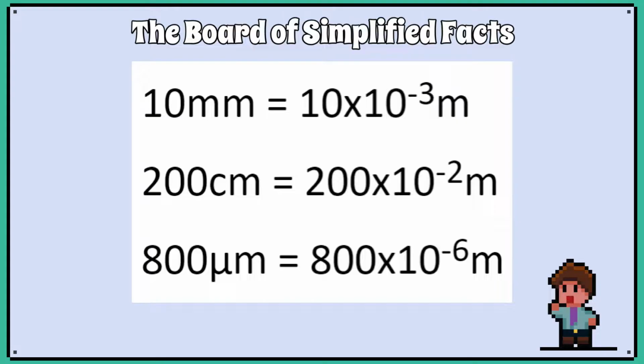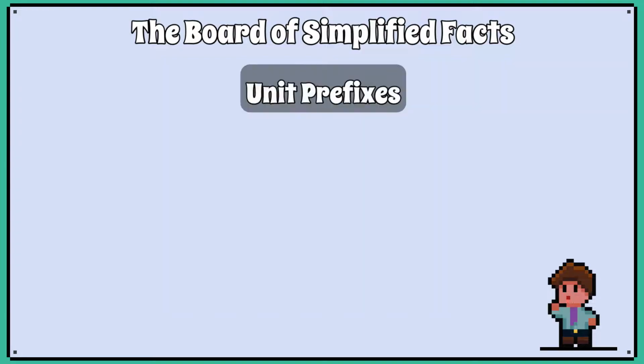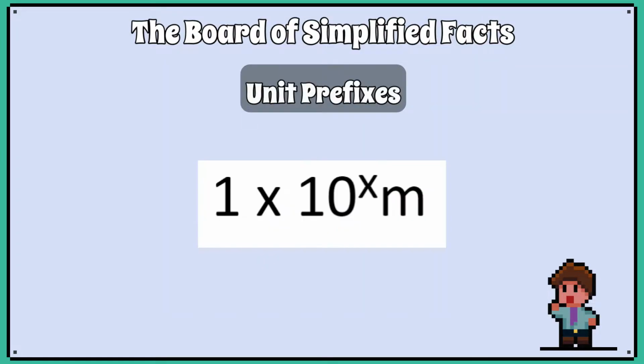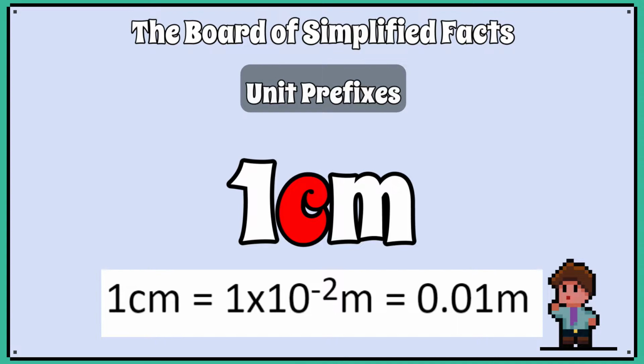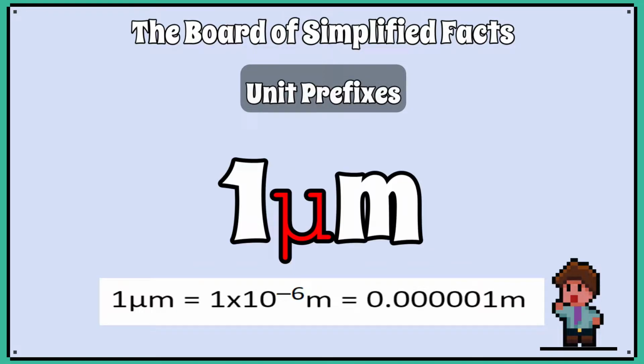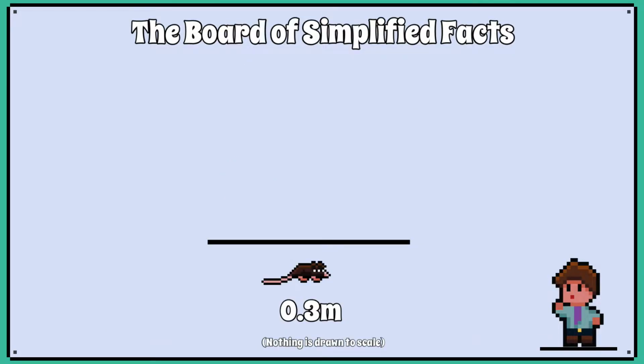I prefer always changing everything into meters. It is a good practice because the unit prefix, centi, milli, micro, etc., represents a meter times 10 to the power of something. For example, for a centimeter, it is times 10 to the negative 2. For a millimeter, it is times 10 to the negative 3, and times 10 to the negative 6 for a micrometer, and so on. So the rat stays at 0.3 meters.